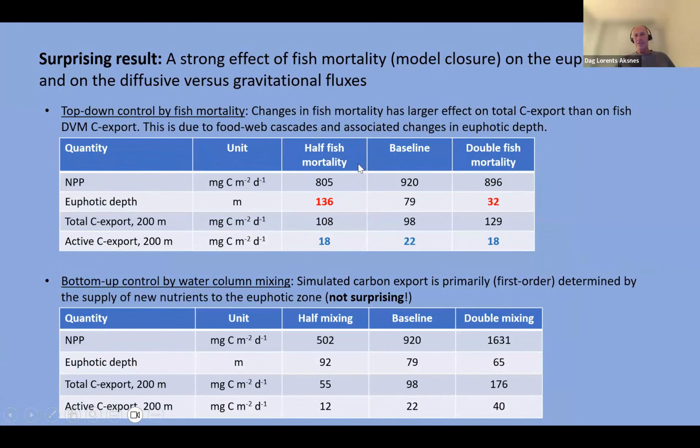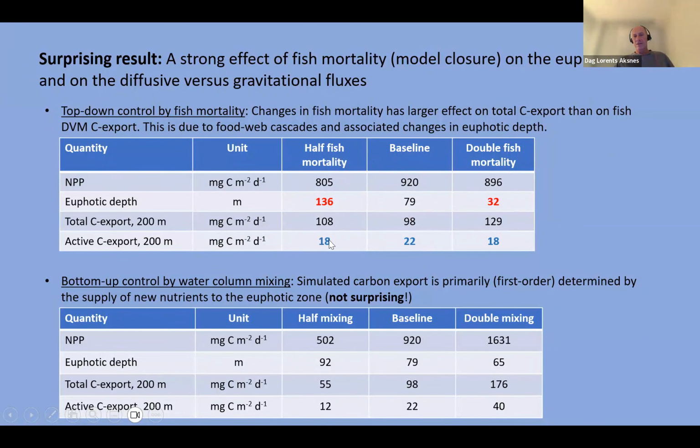So this is the half fish mortality here, and we had the double fish mortality, and we had the baseline simulation here. When we change the fish mortality, the net primary production is more or less the same. It's changed a little. The euphotic depth changes from 136 meters here to 32 meters here. Also, the total export changes about 30% from this run to the double fish mortality. Double fish mortality means low fish abundance, and low fish mortality means high fish abundance. So that's another way to state it.